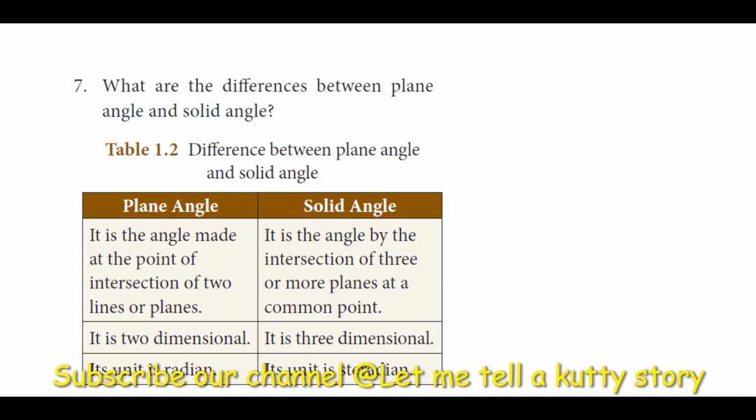It is the angle made by the intersection of 3 or more planes at a common point. Second one, plane angle is two-dimensional and solid angle is three-dimensional. Plane angle unit is radian and solid angle unit is steradian. So these are the main differences between plane angle and solid angle.